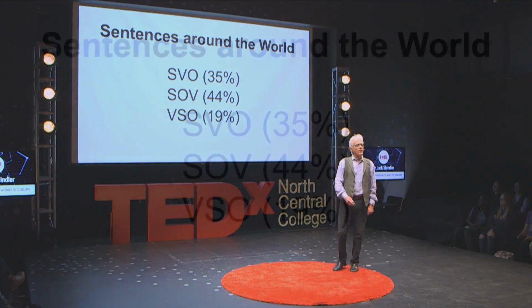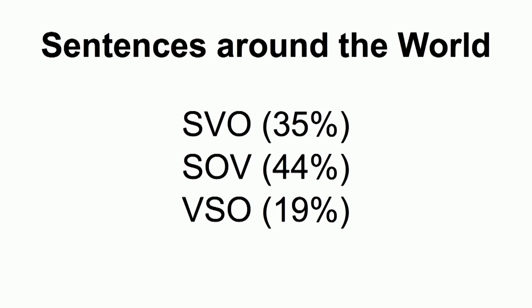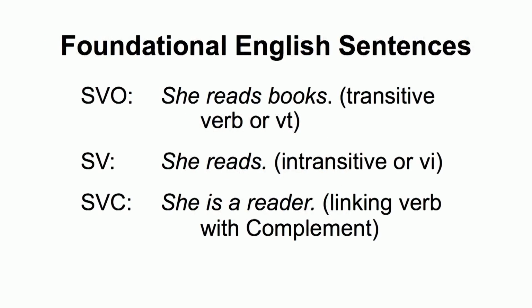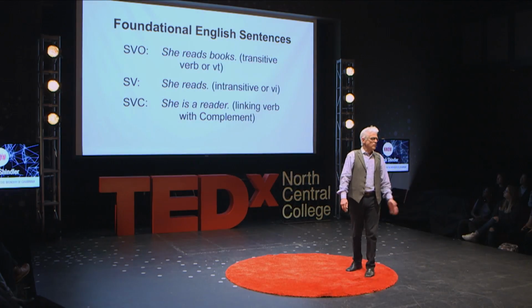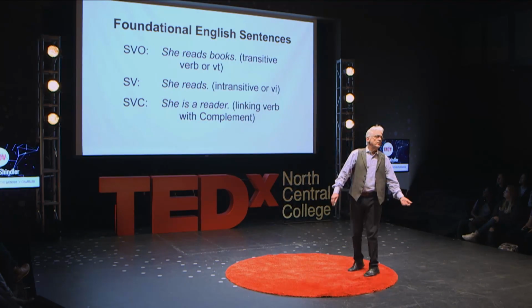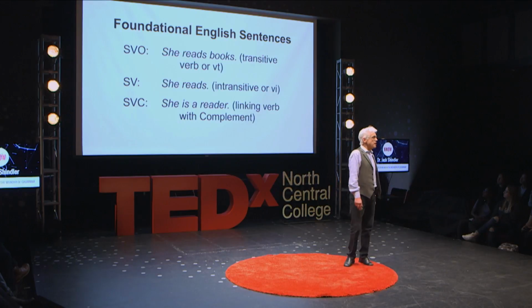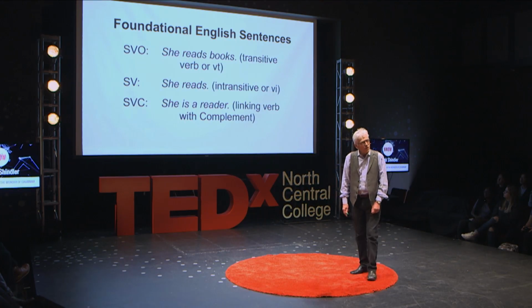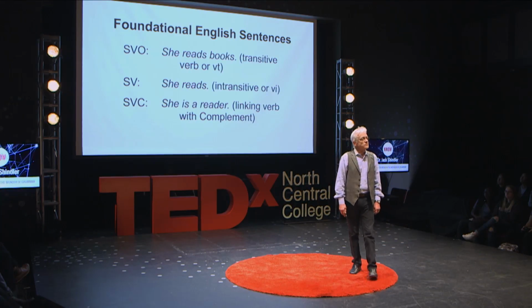Notice that English is part of 35% of the world's languages that uses that basic pattern of SVO. Others switch it around and switch it up. But for us in English, we basically have made our own variations of this SVO pattern, coming down to only three possibilities. One, the old SVO, like she reads books, called traditionally transitive verbs. The other, just plain she reads, something she does. And third, she is a reader, a kind of complement that we use after the verb be.